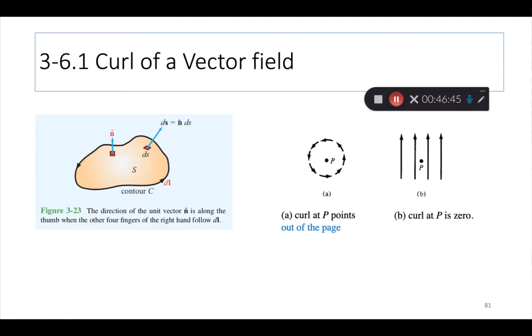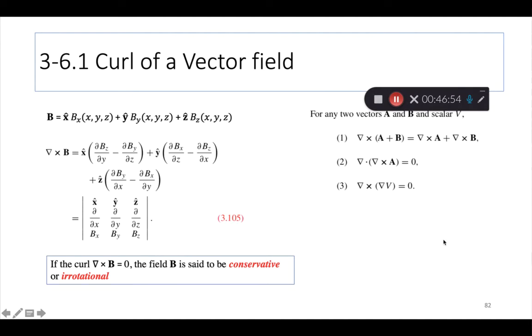Alright. So here's a little more. A curl at P points out of the page. Curl at P here is 0. And a field where the calculation of curl comes out to be 0 is said to be a conservative or irrotational field, meaning there's no rotation going on around a point in the field.